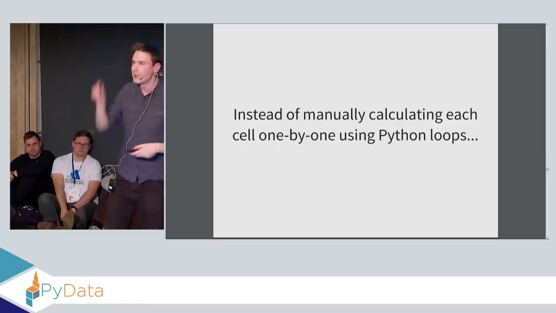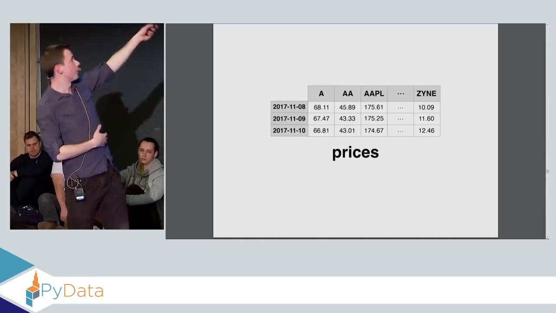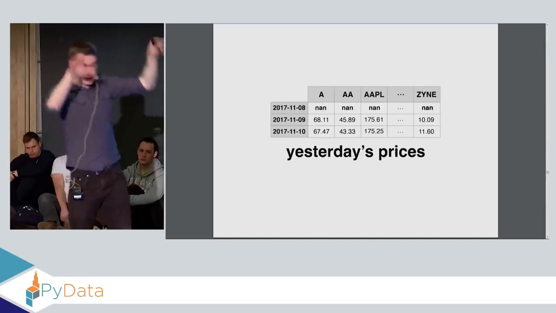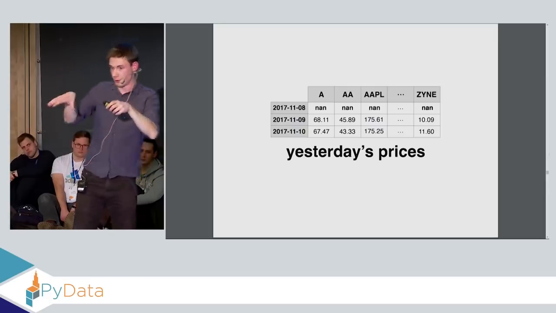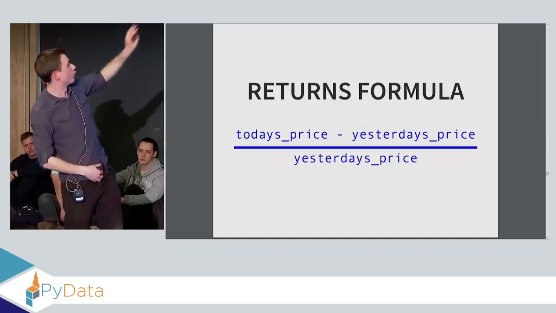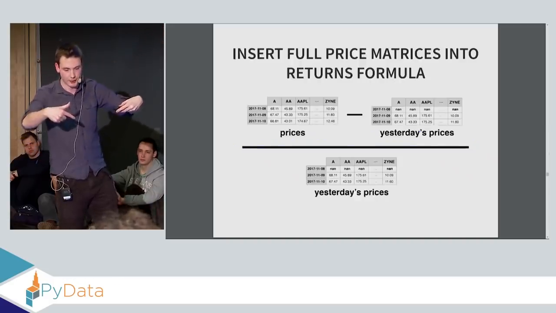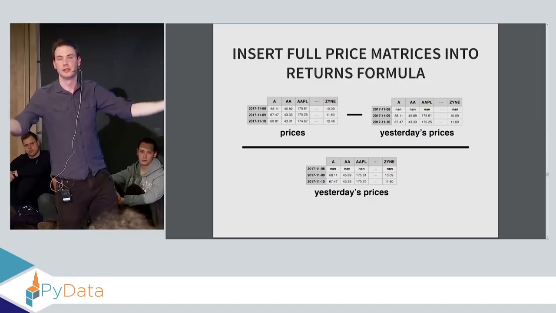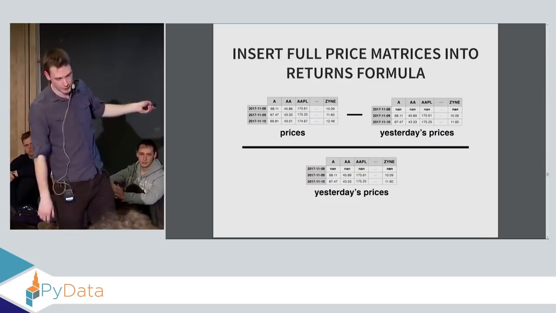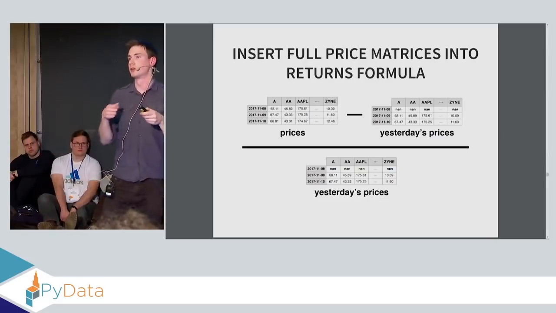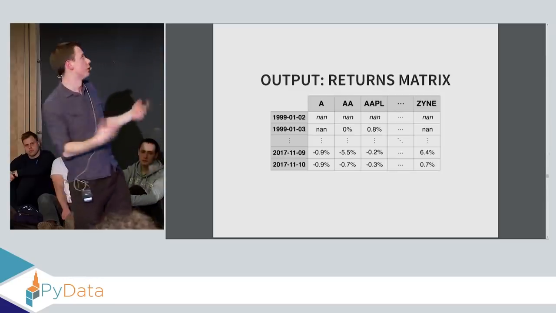Now again, instead of manually calculating each cell with a for loop, we're going to use these bulk operations. So we take our prices matrix, we shift it by moving all the prices forward once to get yesterday's prices, and then we look at our returns formula, and instead of substituting each individual cell into the formula, we just substitute each matrix. So we just do pricing matrix minus yesterday pricing matrix divided by pricing matrix. And then all the element-wise operations will happen at the C level. And that will give you back your returns matrix.